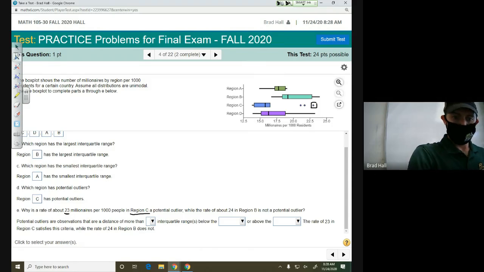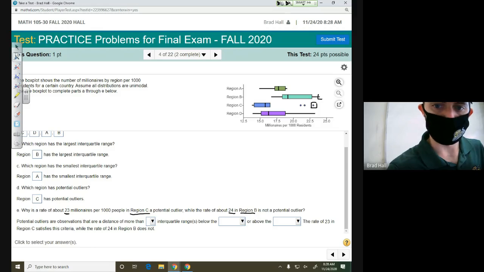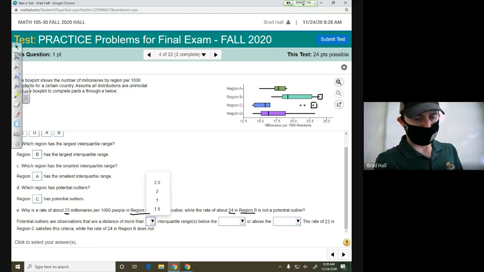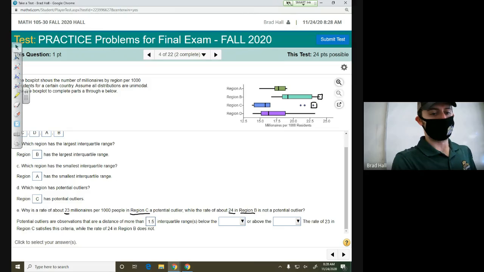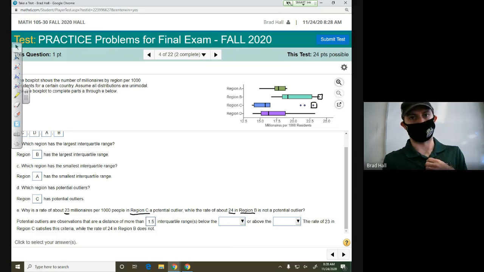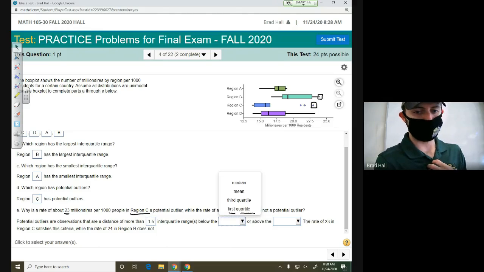Okay, so they are wondering why 23 is considered an outlier for region C, as opposed to 24, which is very close to 23, is not an outlier in region B. So 23 would be virtually right here. And so here they want us to use that definition of finding the fences, which we normally use 1.5 as a multiplier. You remember the definition, Q1 minus 1.5 times the interquartile range.